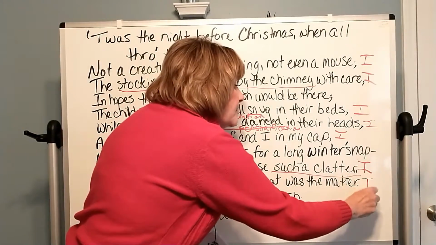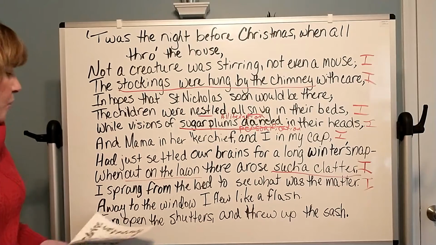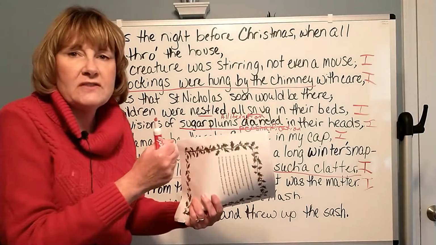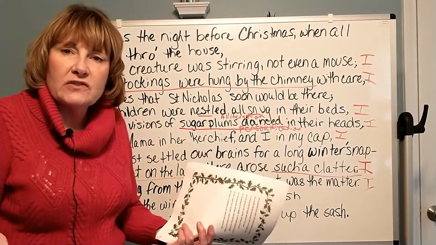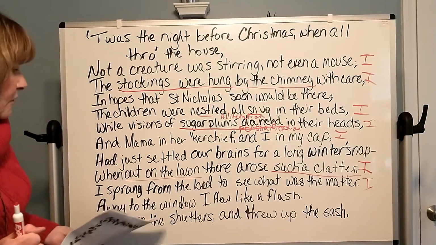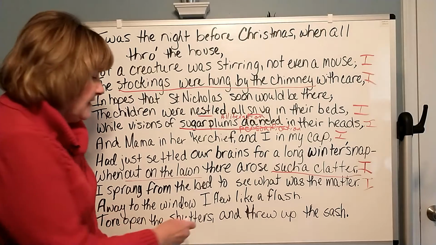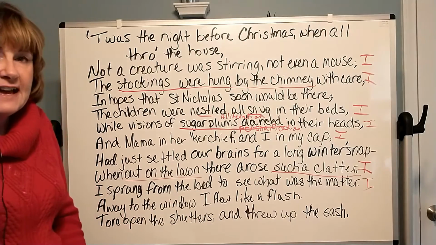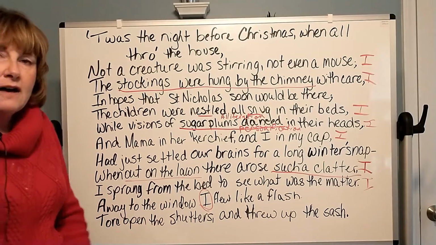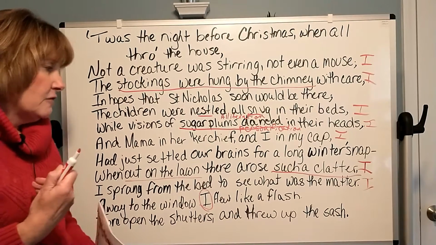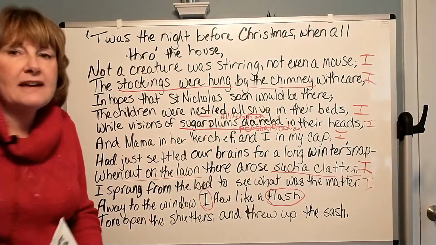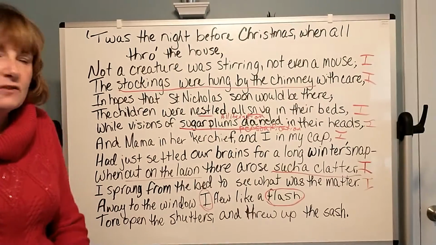And that's more imagery. "Away to the window, I flew like a flash." So he's running toward the window to look outside. So if you heard a big sound outside, maybe you would run to the window too. So away to the window. Now, he says, I flew like a flash. So he's actually making a comparison of himself. I flew like a flash. So he's almost like a flash of lightning. He's running so quickly to the window.